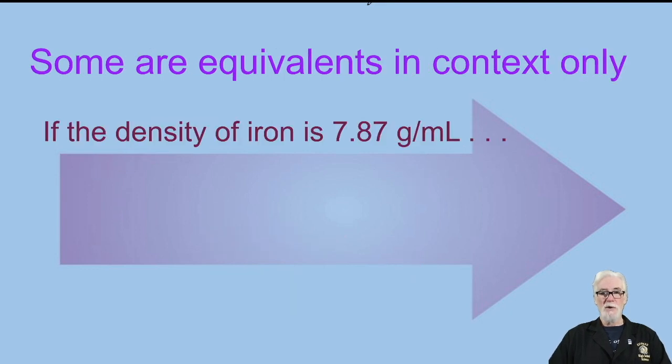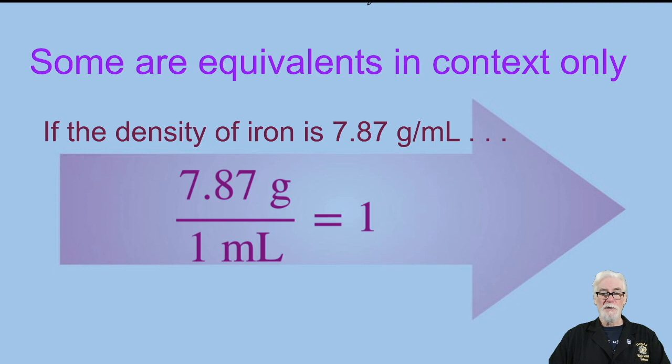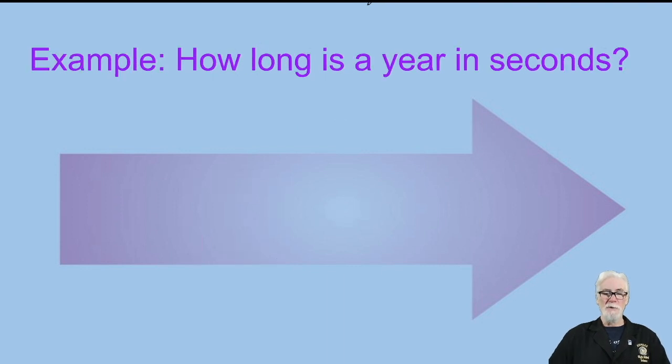Some things are equivalents only in a certain context. For example, if the density of iron is 7.87 grams for every milliliter, then that means because 7.87 grams represents the same amount of iron as 1 milliliter, 7.87 grams divided by 1 milliliter is also 1. In the context of working with iron. So let's work out a few examples.